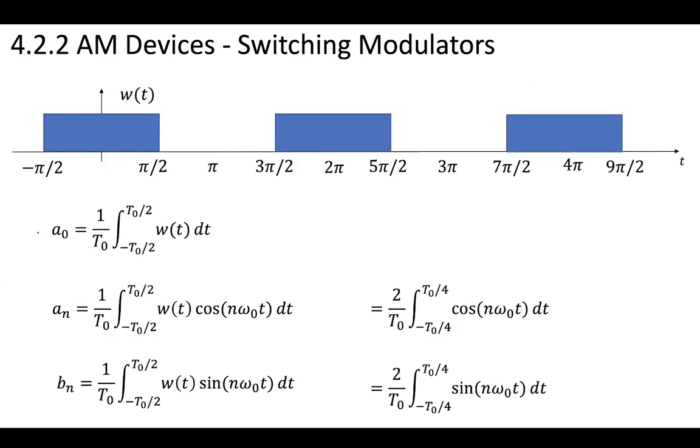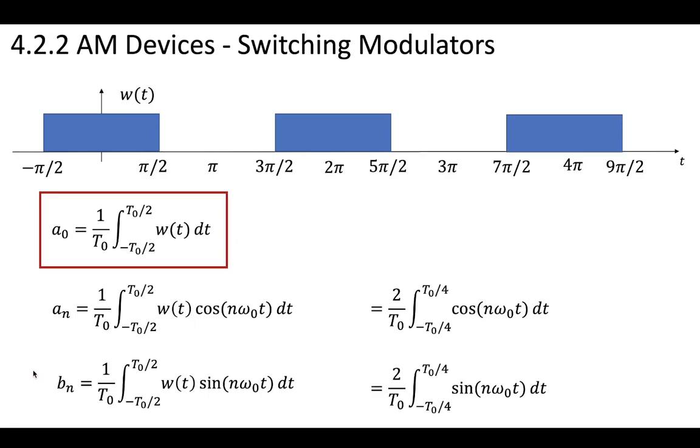Each of these integrals describes how to find the coefficients. A naught has this integral from minus t naught over 2 to t naught over 2. Then A sub n is a cosine integral, and B sub n is a sine integral. Each of these can be simplified a bit so that we integrate instead from minus a quarter of the period to a quarter of the period, and that's due to this switching nature, where we only have something to integrate right from here to here. So we have 1, 2, 3 integrals that we're going to need to do.